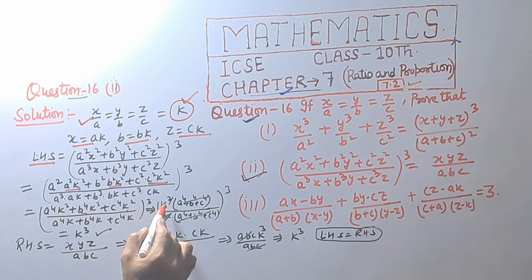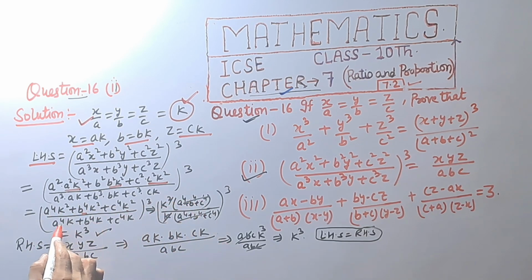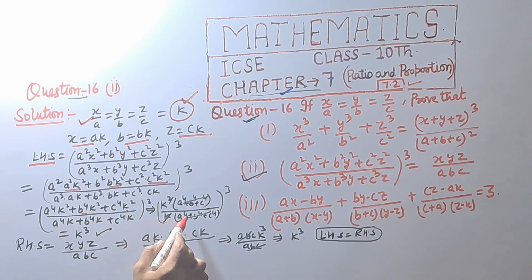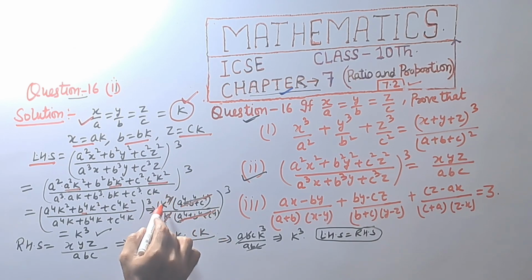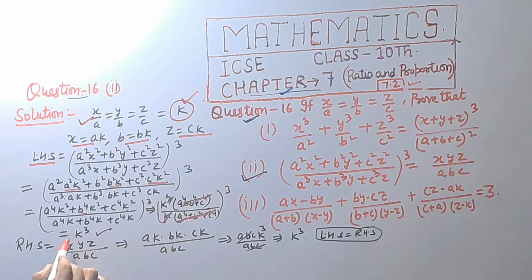We are taking common k square in bracket a4 plus b4 plus c4, and in the denominator k is taking common, a4 plus b4 plus c4 in bracket. This is cancel, and k square upon k is cancel, leaving power 1. So k raised to power 3, then left hand side is equal to k raised to power 3, and right hand side is xyz upon abc.